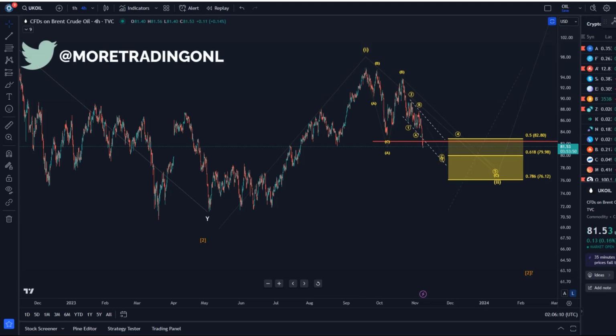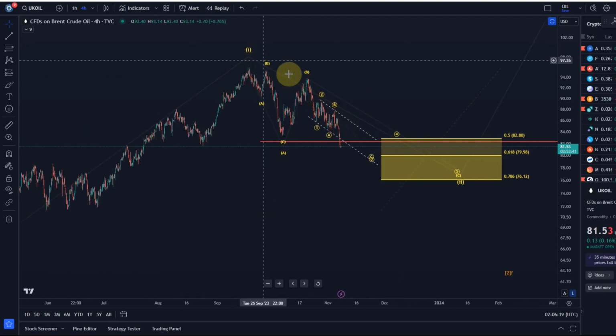We take a look at Brent Crude oil first. The count is being followed through. The price is coming down further. That was the projection here in our current wave 2 correction.